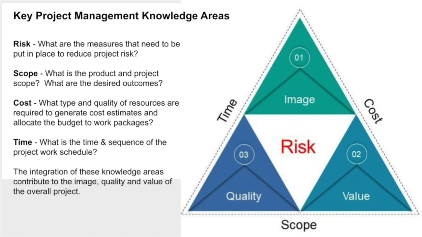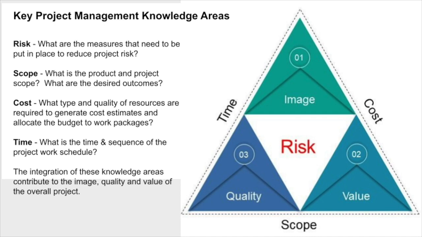Time, cost, and scope are the critical elements, and within each of those, risk plays an important role. With regards to risk, we're asking, what are the measures that we need to put in place to reduce project risk? From a scope perspective, we're saying, what is the product and project scope? What are the basic outcomes that we expect?